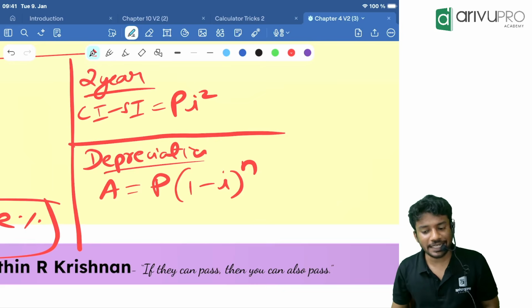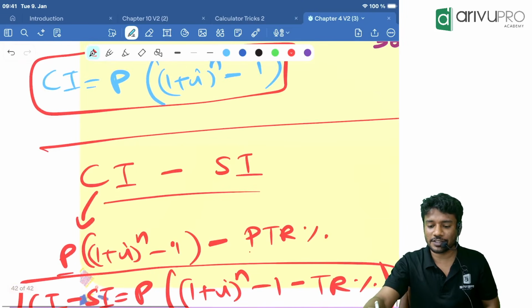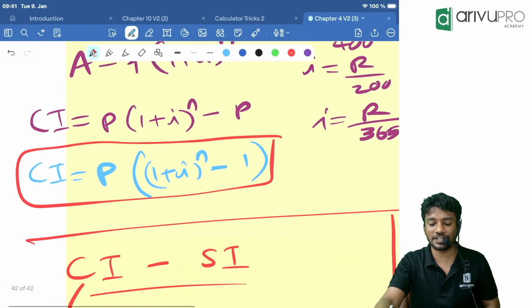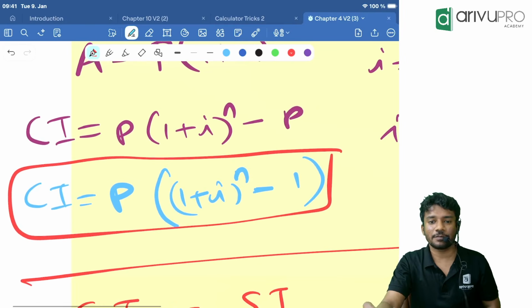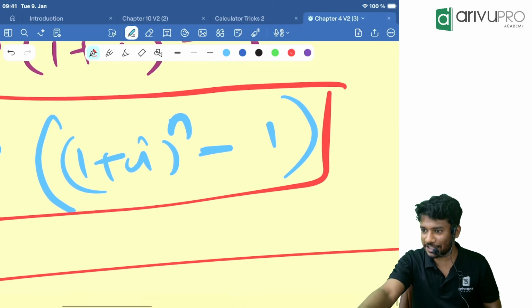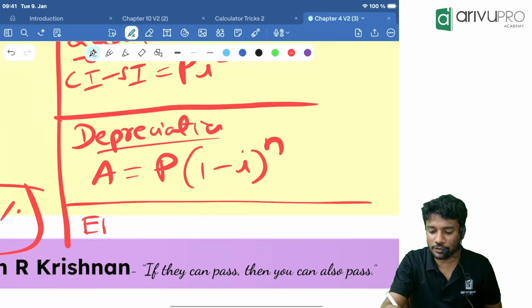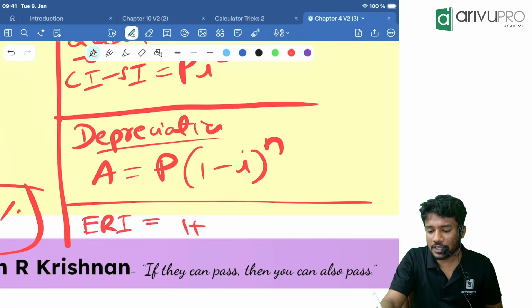That is the formula in depreciation. Then we studied effective rate of interest. What is the shortcut I taught you to study effective rate of interest? This is the formula for CI. Then what is the formula for effective rate of interest? Whatever is there inside the bracket. That is, effective rate of interest is equal to, people, (1 plus i) the whole power n minus 1.